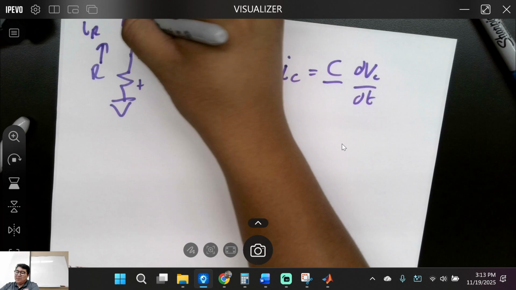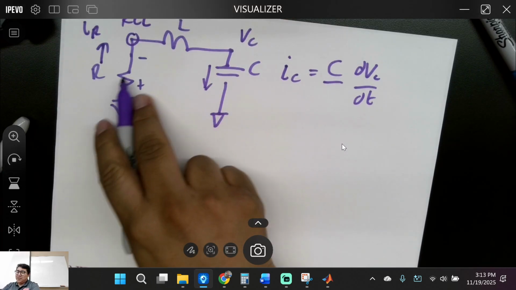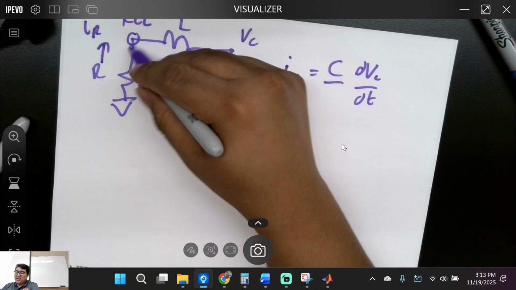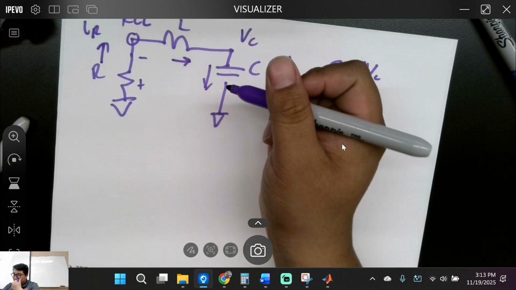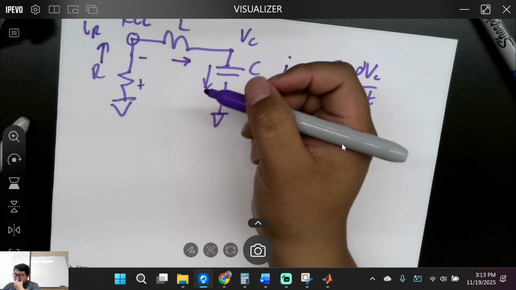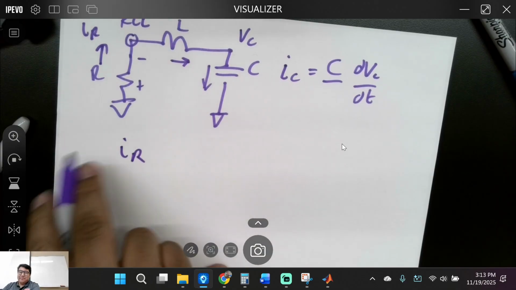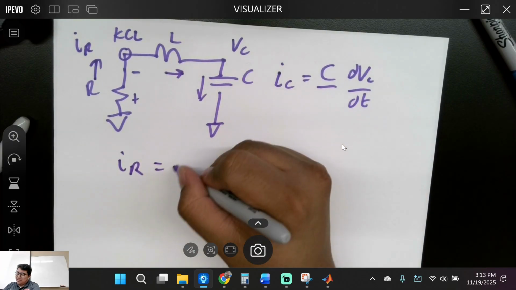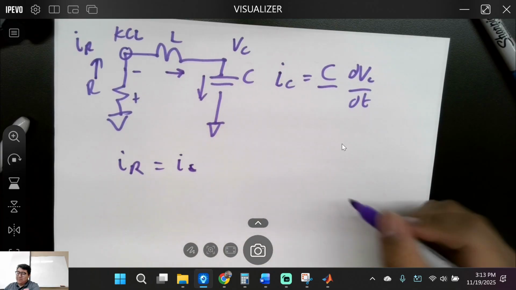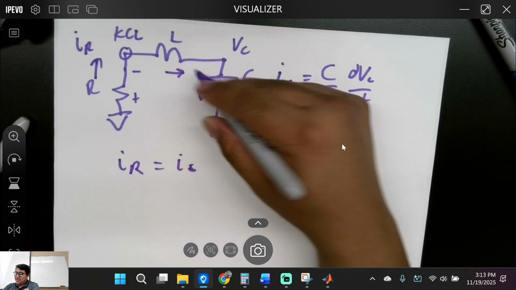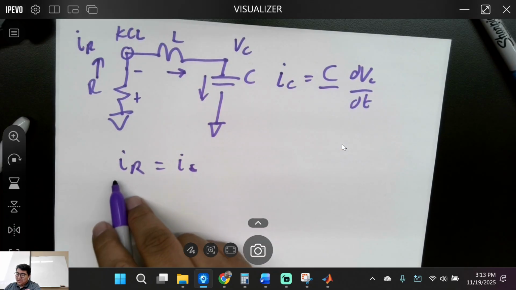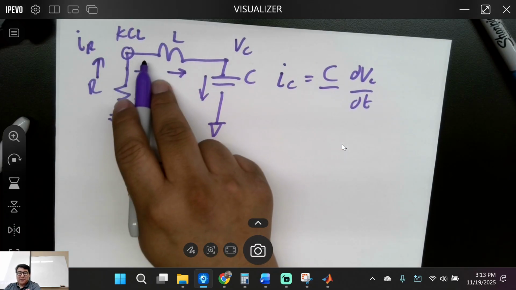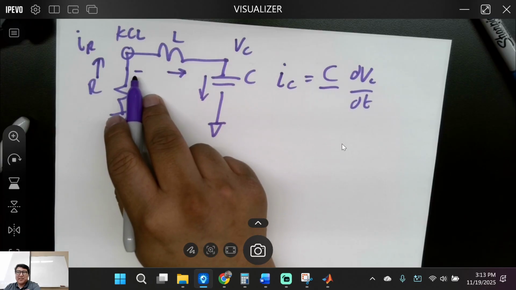If I were to do a KCL right here, what's the current going through here? Or what's going in? IR, right? Which is equal to IC, right? Is that making sense? Okay. Well, technically we have this IC and this IL, or I'm trying to figure this out. Because technically this voltage right here, how do I want to show you this without making it too complicated?